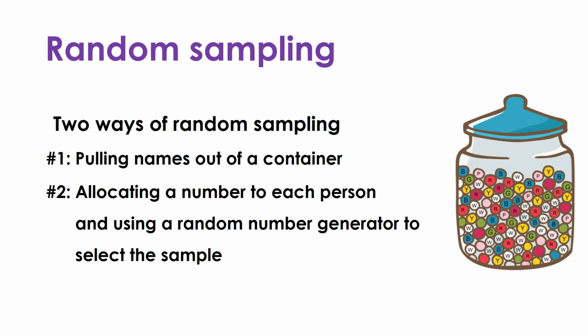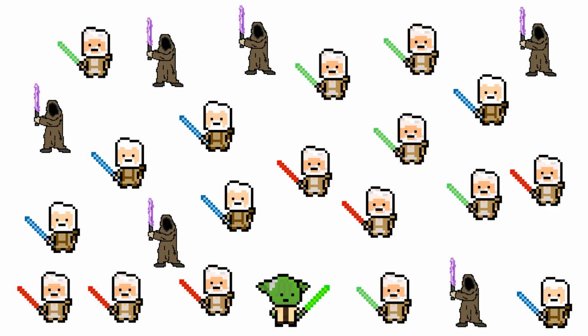How do we random sample? We can pull the names out of a container pretty simply, or we can give a number to every person, and then after we do that, we generate some numbers from a random generator and then select the sample from there. So let me show you the second method with random sampling.